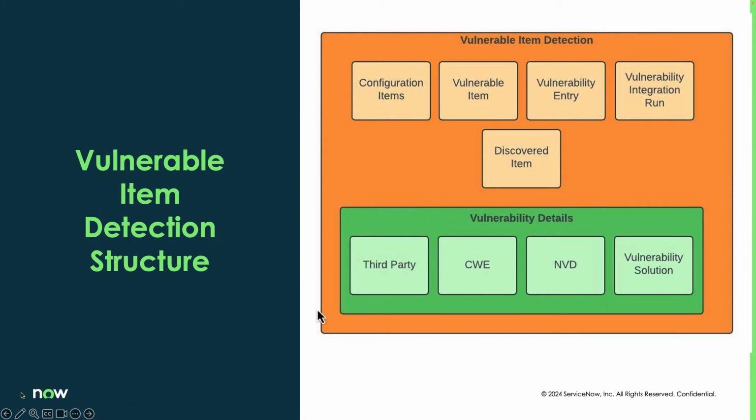Okay. In the vulnerable item detection here, we have configuration items, vulnerable item, vulnerability entry, the integration run, and then the discovered item. And then obviously, we've got the same vulnerability details down here, all tying back up to the vulnerability entry record.